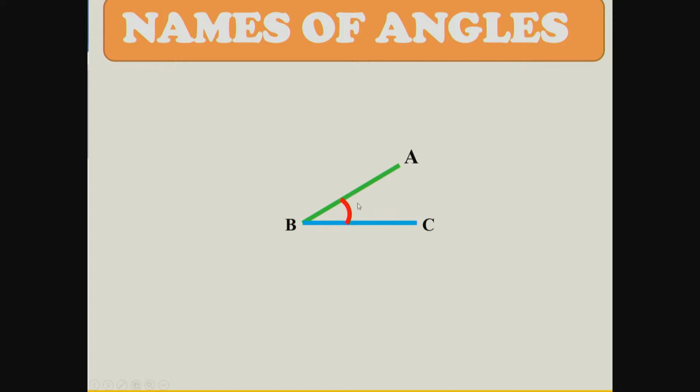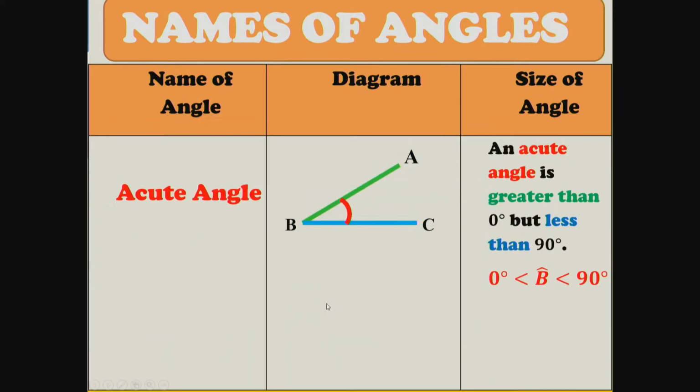Right. So as you can see in this diagram, it represents an angle between 0 and 90. The angles that are between the range of 0 and 90, you'll have 45 degrees, you'll have 56 degrees. They are between 0 and 90. Right. So let's have a look at what kind of angle this is. The name of this angle is an acute angle. An acute angle is an angle that is greater than 0 degrees but less than 90 degrees. So whatever angle is between 0 and 90 is called an acute angle.